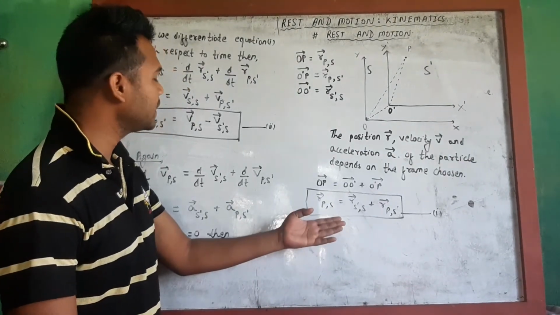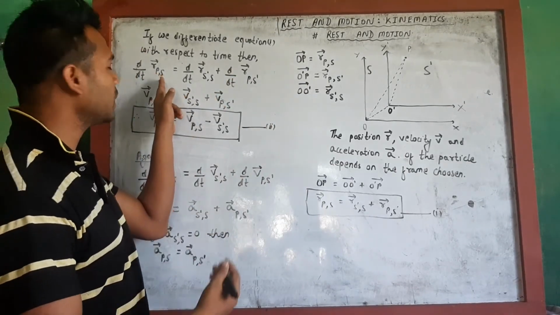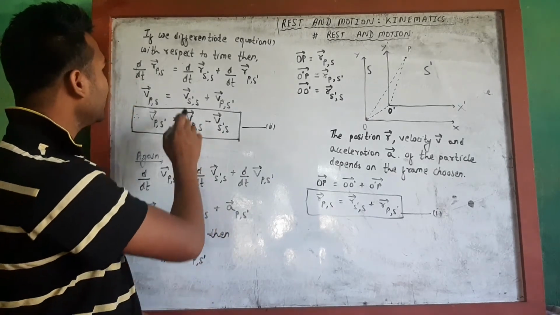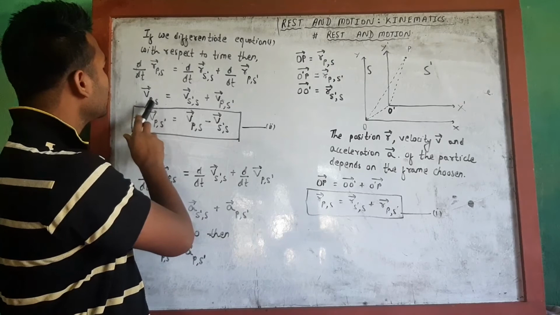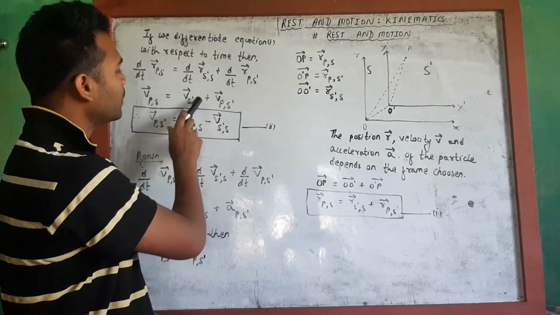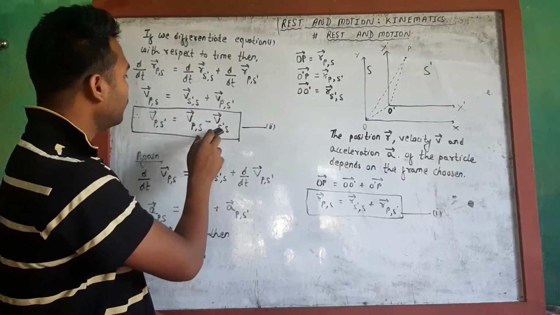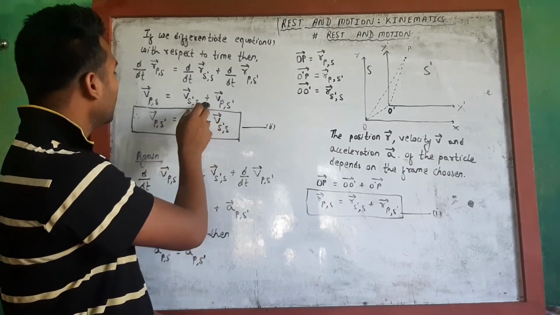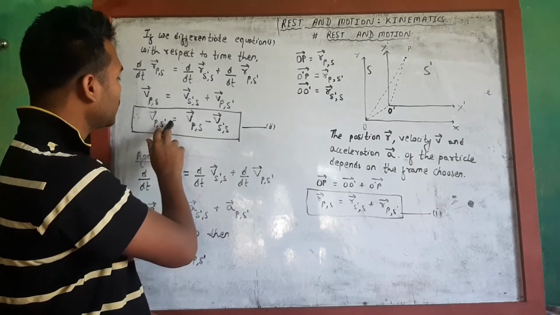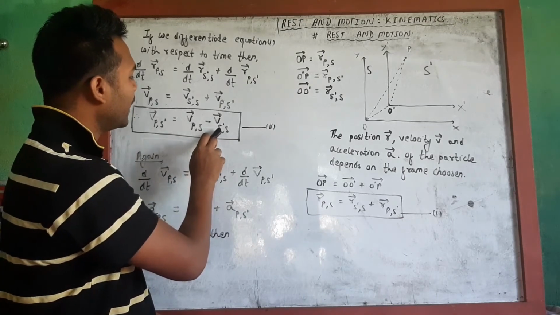Again, if we differentiate this equation with respect to time, then we know that if the position vector is differentiated with time, it will give the velocity. Finally we will get velocity of particle P with respect to S' is equal to velocity of S'' with respect to S' plus velocity of particle P with respect to S''. We can also write this equation in this way: the velocity of particle P with respect to S'' is equal to velocity of the particle with respect to S' minus velocity of S'' with respect to S'.